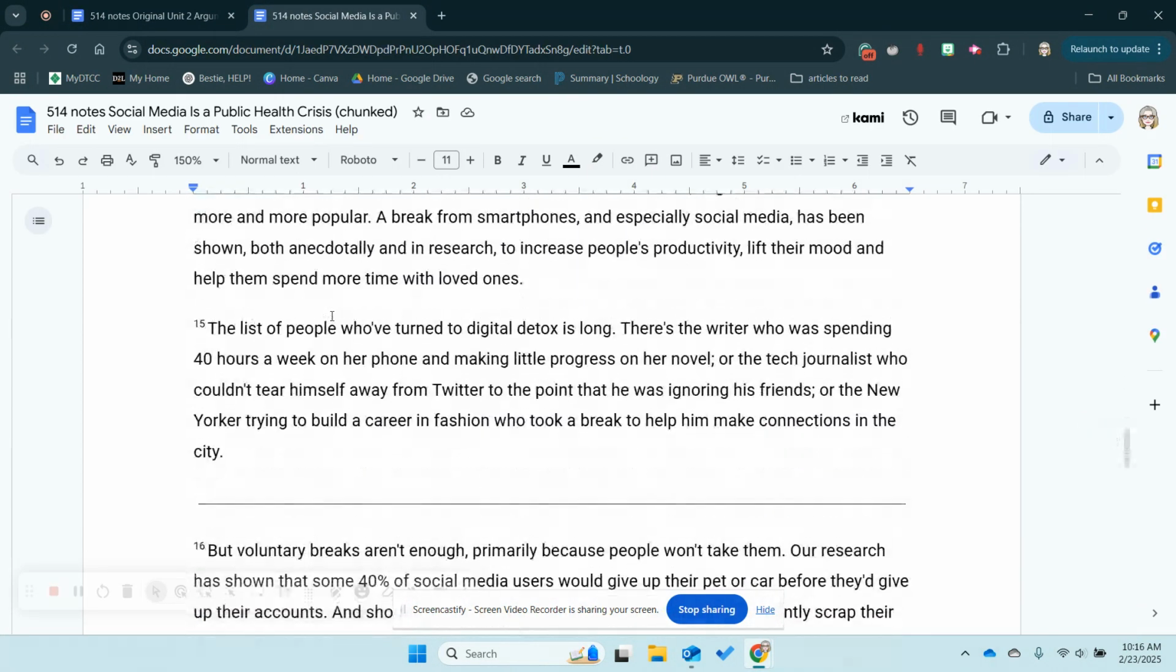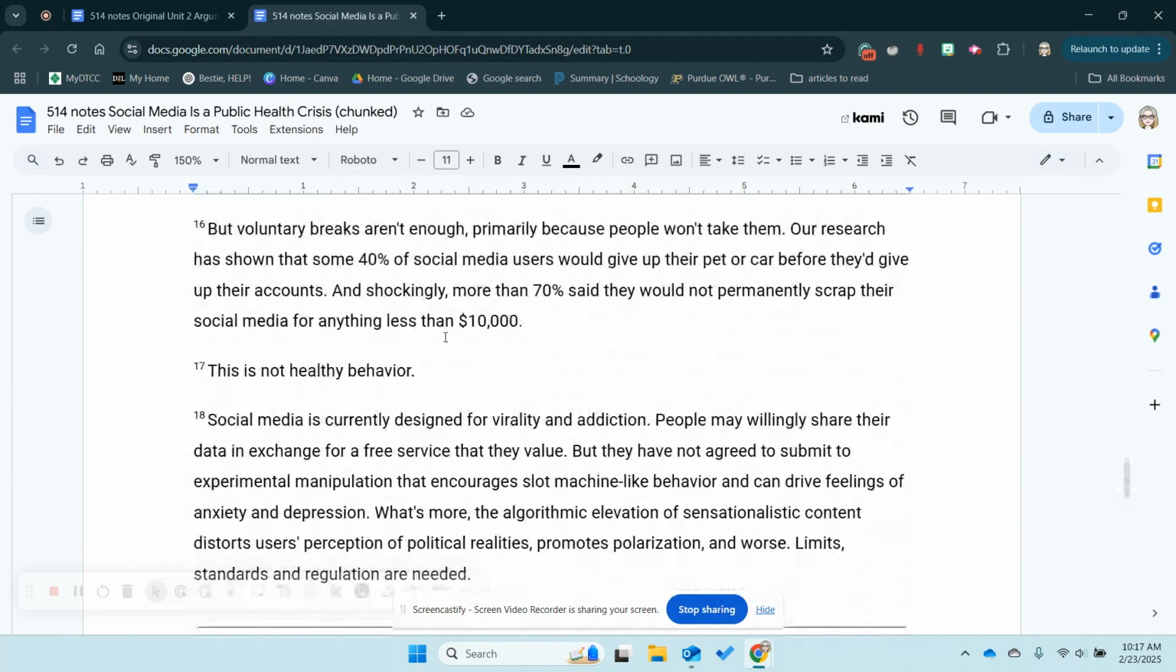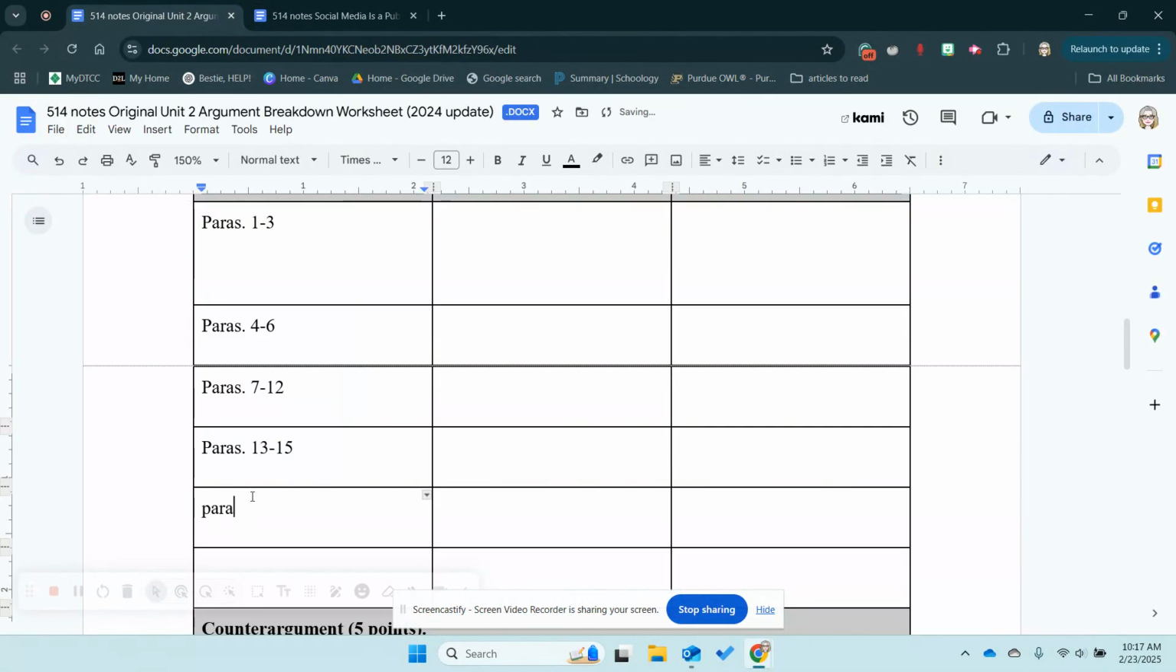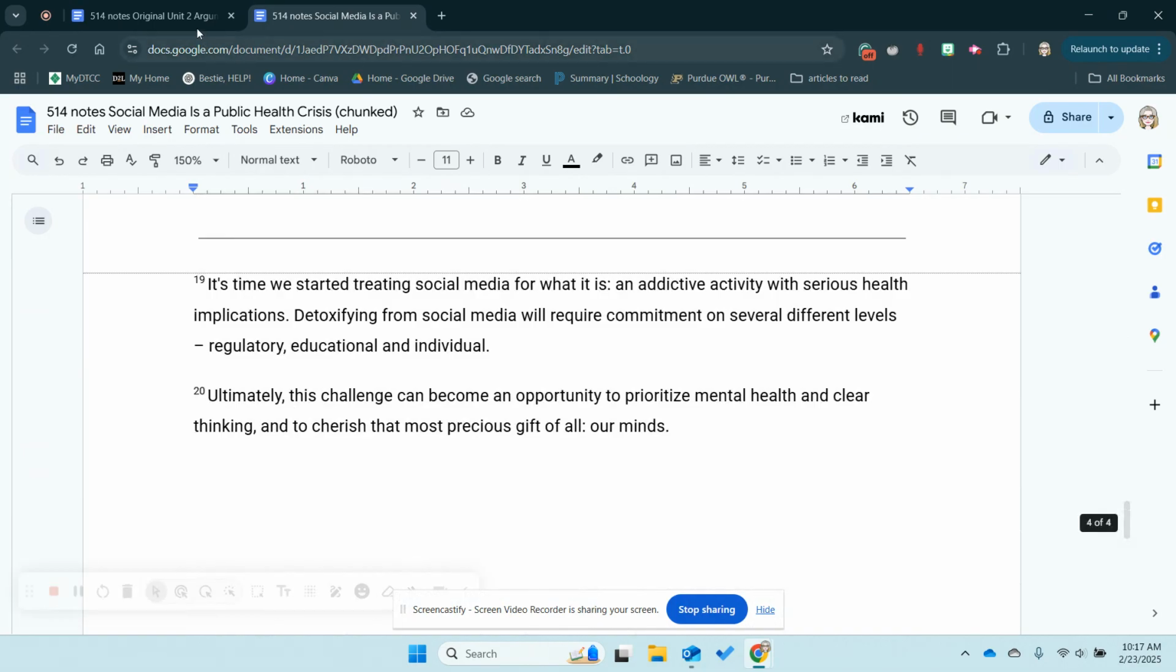The next one, I think, is 13 to 15. Yep, 13 to 15. The next one is 16 to 18. And the last one, I think, is 19 to 20, if I'm not mistaken. 19 and 20, okay.